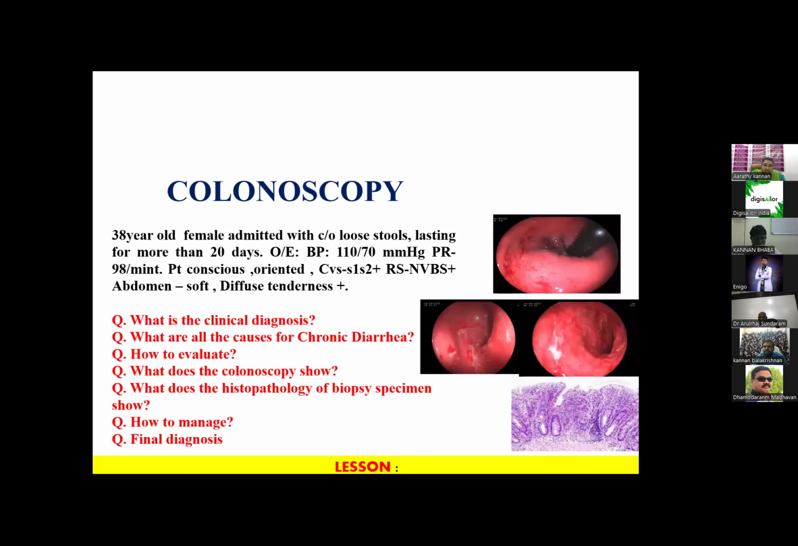Next, we had a 38-year-old female who was admitted with complaints of loose stools for the last 20 days. On examination, BP was 110/70, pulse rate was 98 per minute. She was conscious, oriented, and on palpation of the abdomen, diffuse tenderness was present. What is your clinical diagnosis?